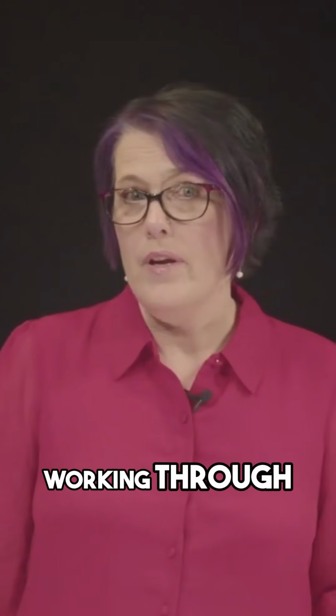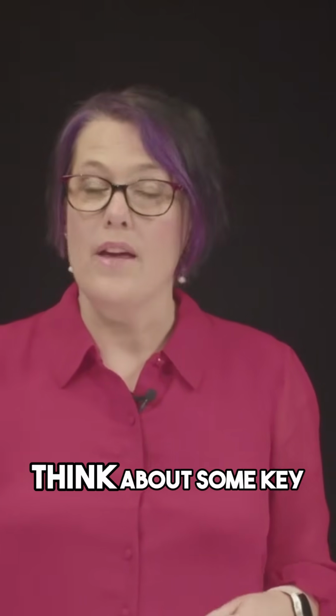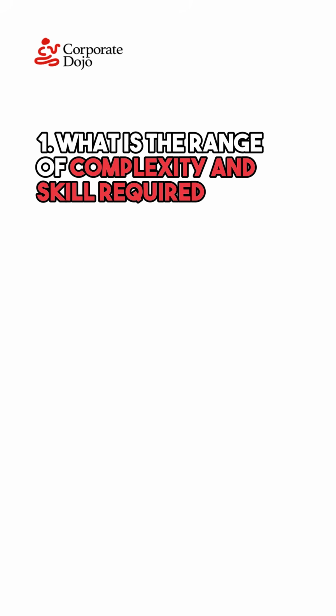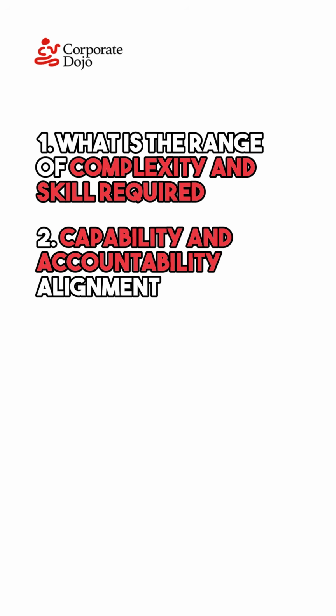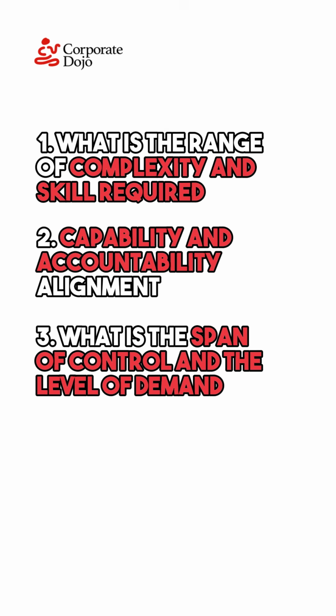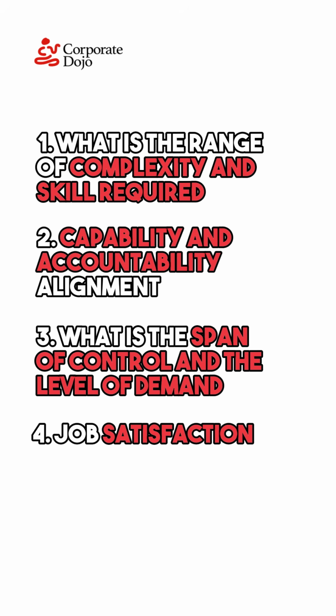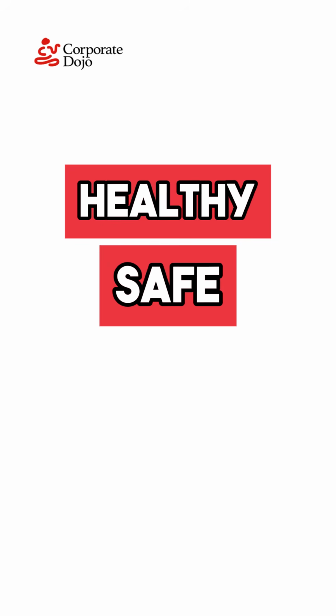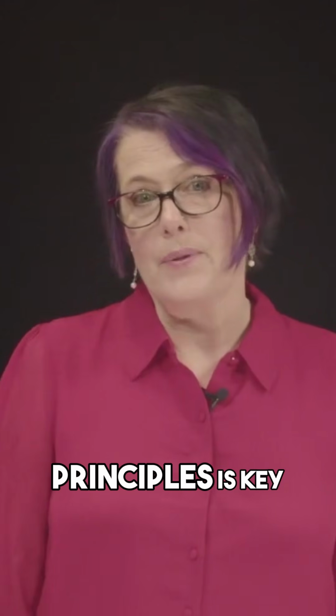As we're working through this course, I'm going to encourage you to think about some key job design principles. So the first thing I'm going to ask you to think about is what is the range of complexity and skill required? Then I also want you to think about the capability and accountability alignment. And then the next thing I want you to be thinking about is what is the span of control and the level of demand? Then what we want to think about is job satisfaction. Critically, we need to make sure ultimately that people are healthy and safe within the job. Each of these design principles is key.